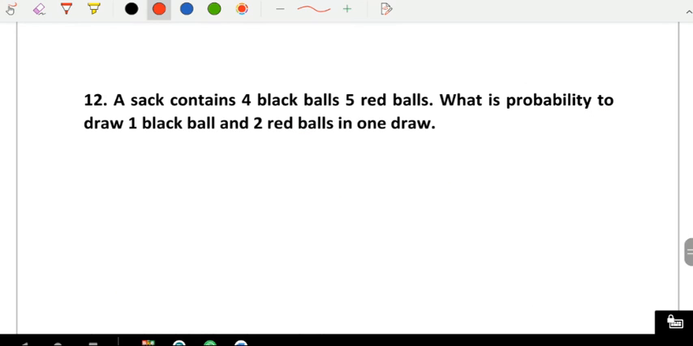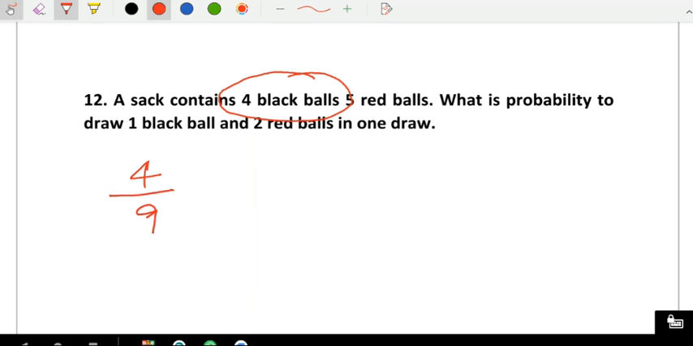Now a quick glance at the next question. A sack contains 4 black balls and 5 red balls. What is the probability of drawing 1 black ball and 2 red balls? So you have to draw, what are the favorable ways of drawing from 4 black balls? Out of 4 you are drawing one, that will be 4 ways. And what is the number of balls? 9. So 4 by 9.